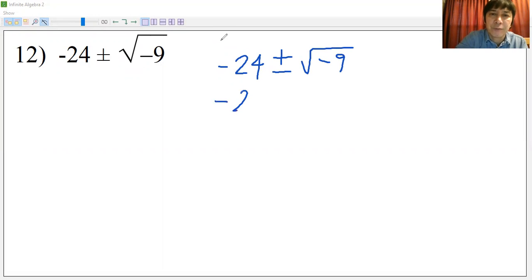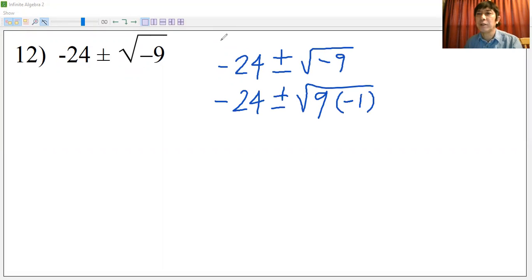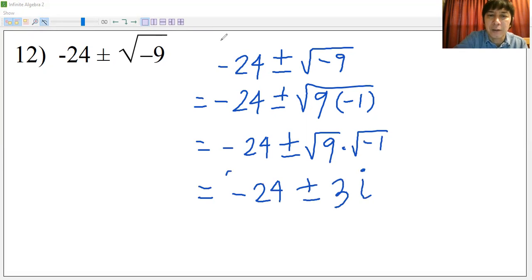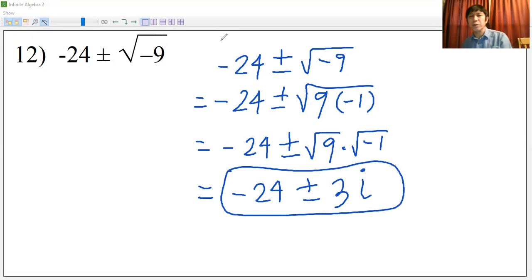So we have here negative 24 plus or minus square root of 9 times negative 1. Negative 9 can be factored to a 9 and a negative 1. So this is negative 24 plus or minus square root of 9 times the square root of negative 1, which can be further simplified: negative 24 plus or minus 3i. So the answer is negative 24 plus or minus 3i.